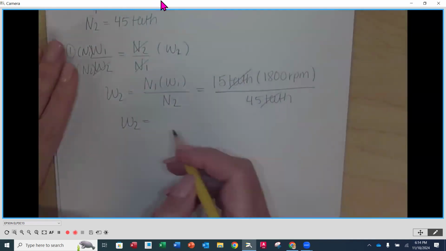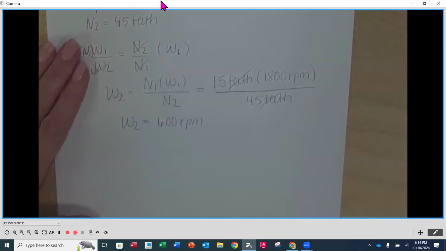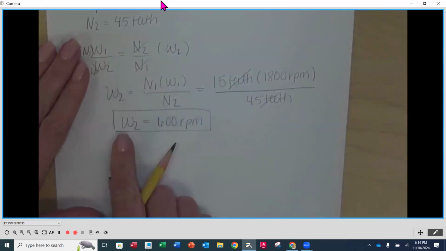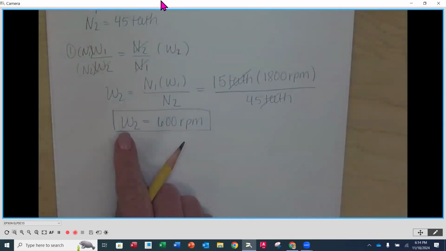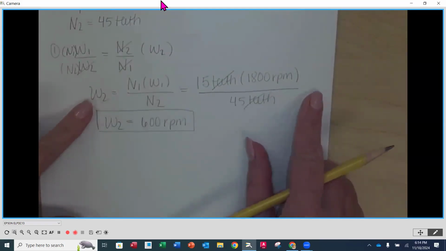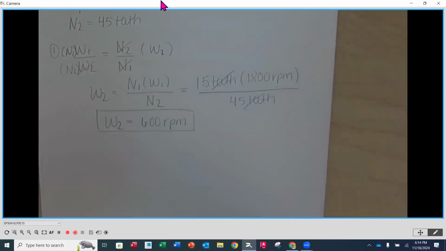Is it 600? 600 revolutions per minute. Okay. Box around your final answer, identifying that it's W2 is equal to. Do not do a string and then have the answer over here and put a box around it. Label it with the variable that it is. Answer the question. It wanted to know, what is the angular velocity of the second, or the gear, right? The larger of the two there.